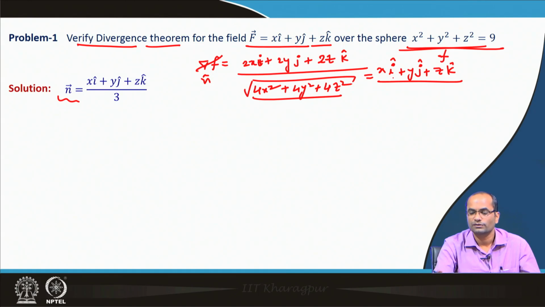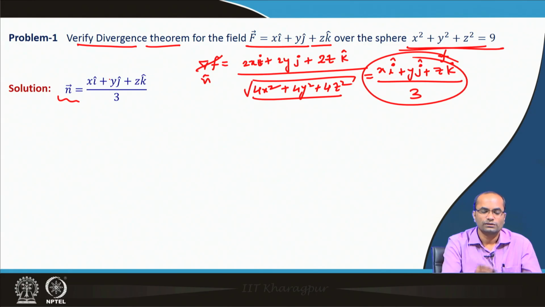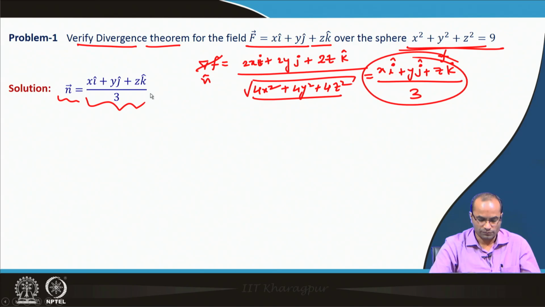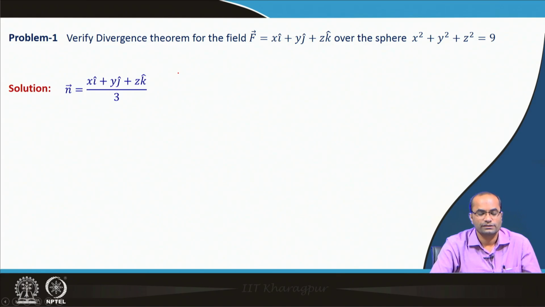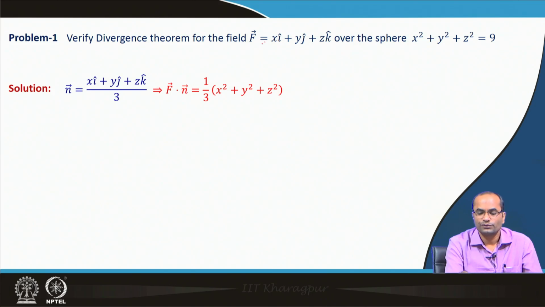So, we have x square plus y square plus z square, that is 9. So, which is 3 here. So, this is what we have written, the unit normal vector is x i, y j plus z k divided by 3. So, now the f dot n we can compute because we need it in the surface integral.